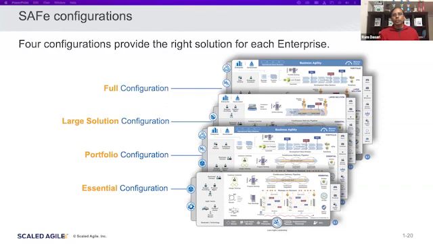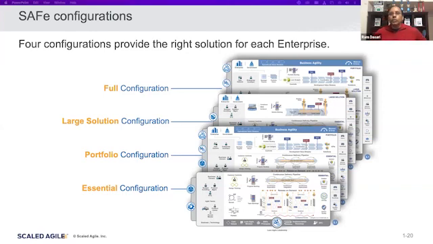The Large Solution configuration introduces the Enterprise Solution Delivery competency, which supports those building the largest and most complex solutions that require multiple agile release trains and suppliers. So the large solution applies if you have bigger lines of business, and multiple agile release trains working towards one line of business, then you can consider having a large solution. Again, it's an optional thing for the organization.